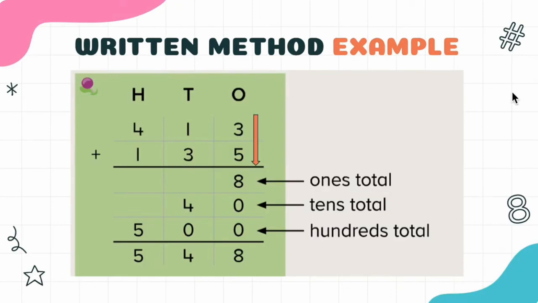Here's an example of the written method. Above the line in this equation of 413 plus 135, it looks almost exactly the same as the standard algorithm. However, when we look down below the line, we see that it's split up by the total in the ones, tens, and the hundreds.